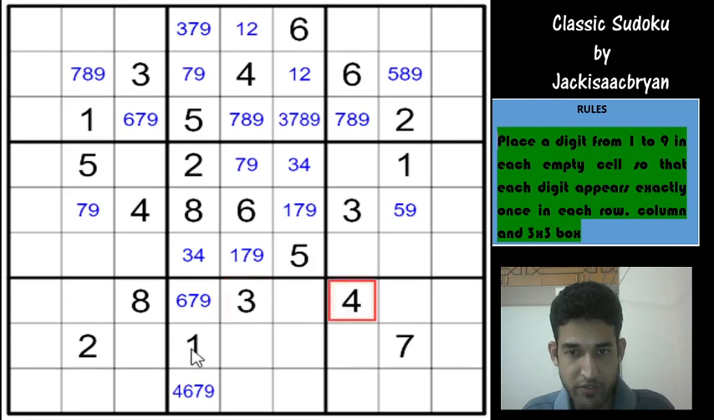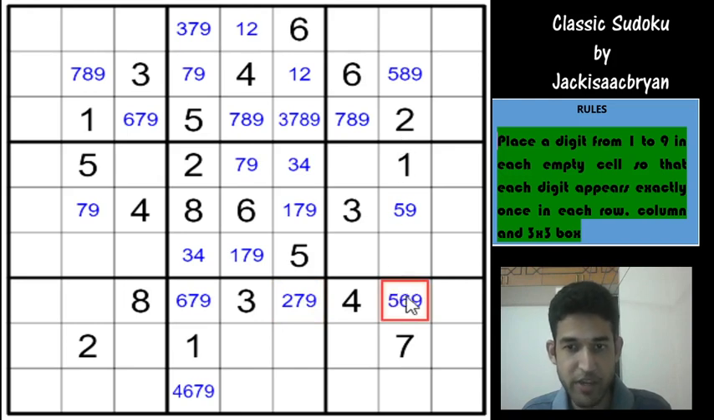So 1, 3, 4, 8 and 5 and 6. So this has to be 2, 7, 9 and 3, 4, 7, 8, 1 and 2. So that has to be a 5, 6 and 9. 1, 2, 5, 3, 4, 8. So again 5, 6 and 9.